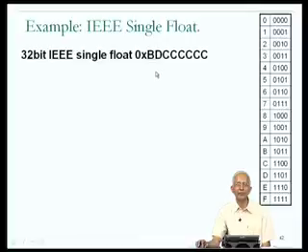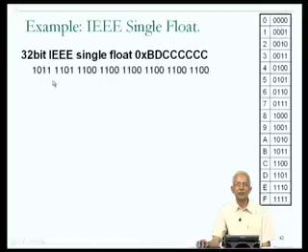So what do I do in order to expand this? I take the B and I replace it by 0, 1, etc. So I get 1011 for B, then I get 1101 for that D, and for each of the C's I get a 1100. So these are the 32 bits.